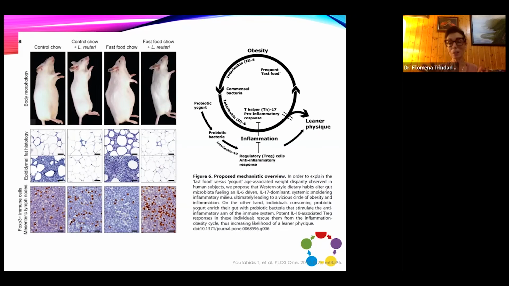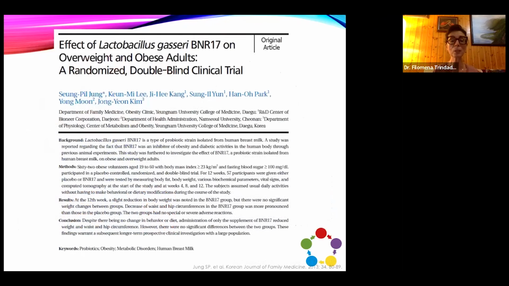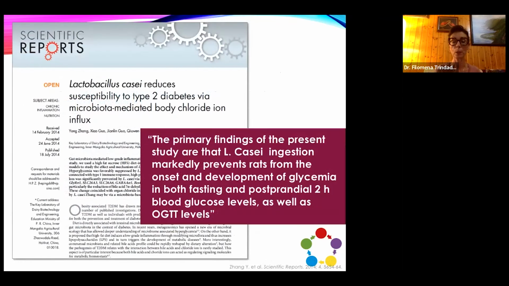Which is not to say that we can just give our patients a probiotic and not do anything else, but it is to say just how much we have in terms of tools in our toolkit to help our patients. This is looking at Lactobacillus gasseri BNR 17. And it's difficult sometimes to find one probiotic that has all of these strains. There are some out there that will have several of them, but I'm just giving you different ones that you can choose from.